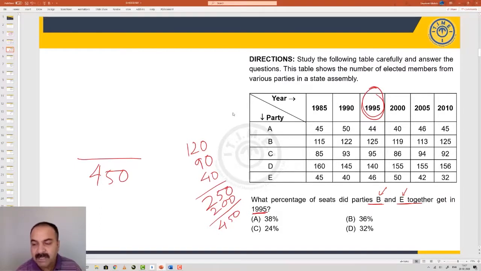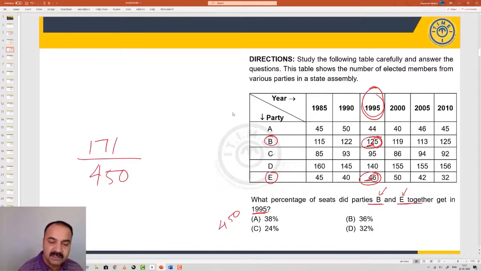How much did B and E together get? B and E together get, which is 125 and 46. 120 plus 40 is 160. 160 plus 5 is 171. So 171 seats they got out of 450. Now the question finally becomes, what is this percentage? Because the question says, what percentage was B plus E together?